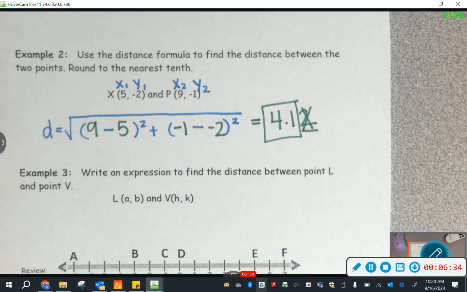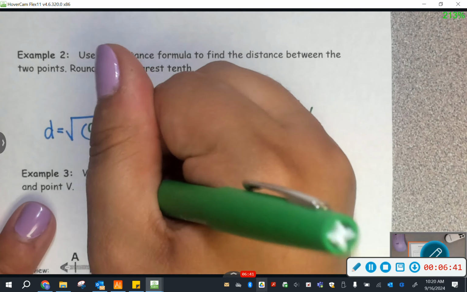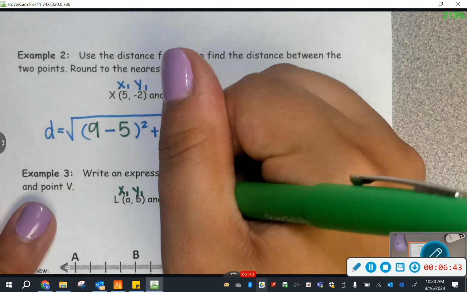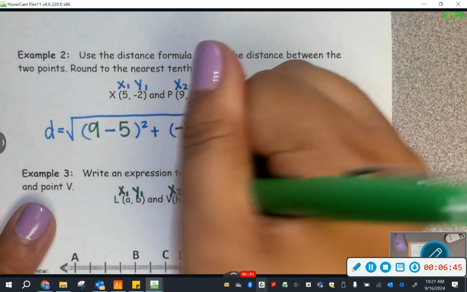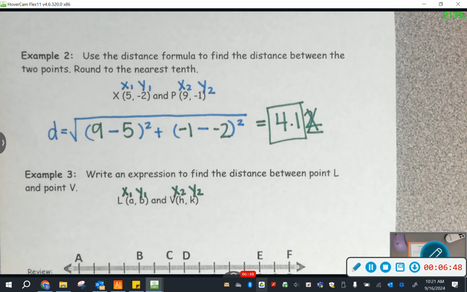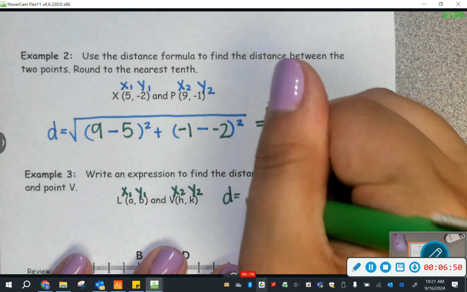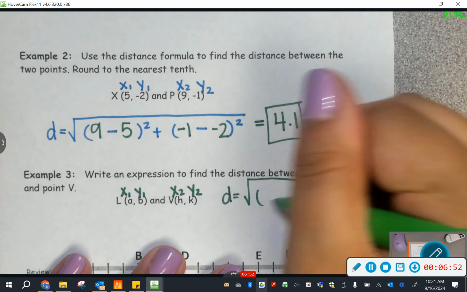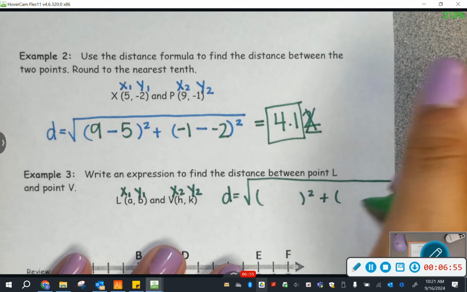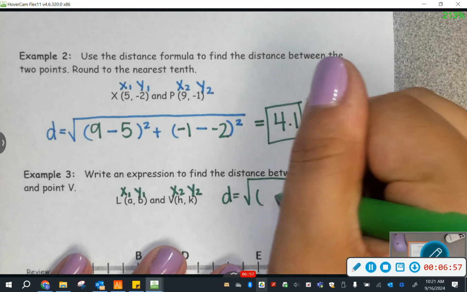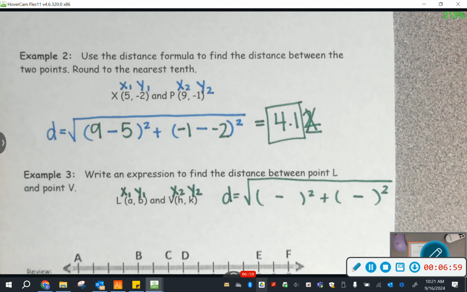Last question. It's letters, but does that change anything that we do? Yes and no, we just don't do the last step. But still, we're going to do x1, y1, x2, y2. And then you're going to plug in your letters, but not into the calculator, just right here.